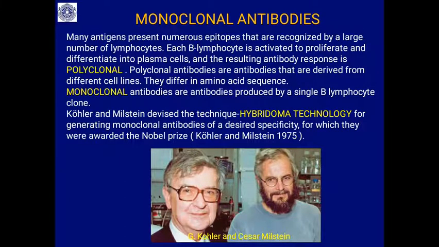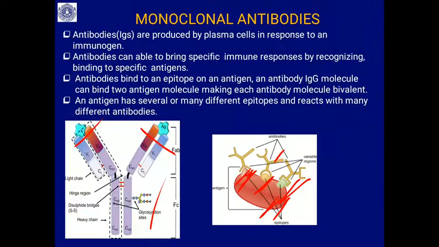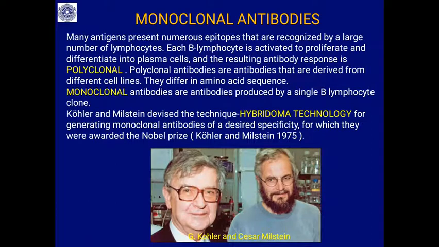Polyclonal antibodies are antibodies that are derived from different cell lines, different B cells or different B lymphocytes. So, they differ in amino acid sequences. Even though they belong to the same class, for example, immunoglobulin G, there are minor amino acid differences with respect to the antigen binding site. Okay. So, what are monoclonal antibodies?